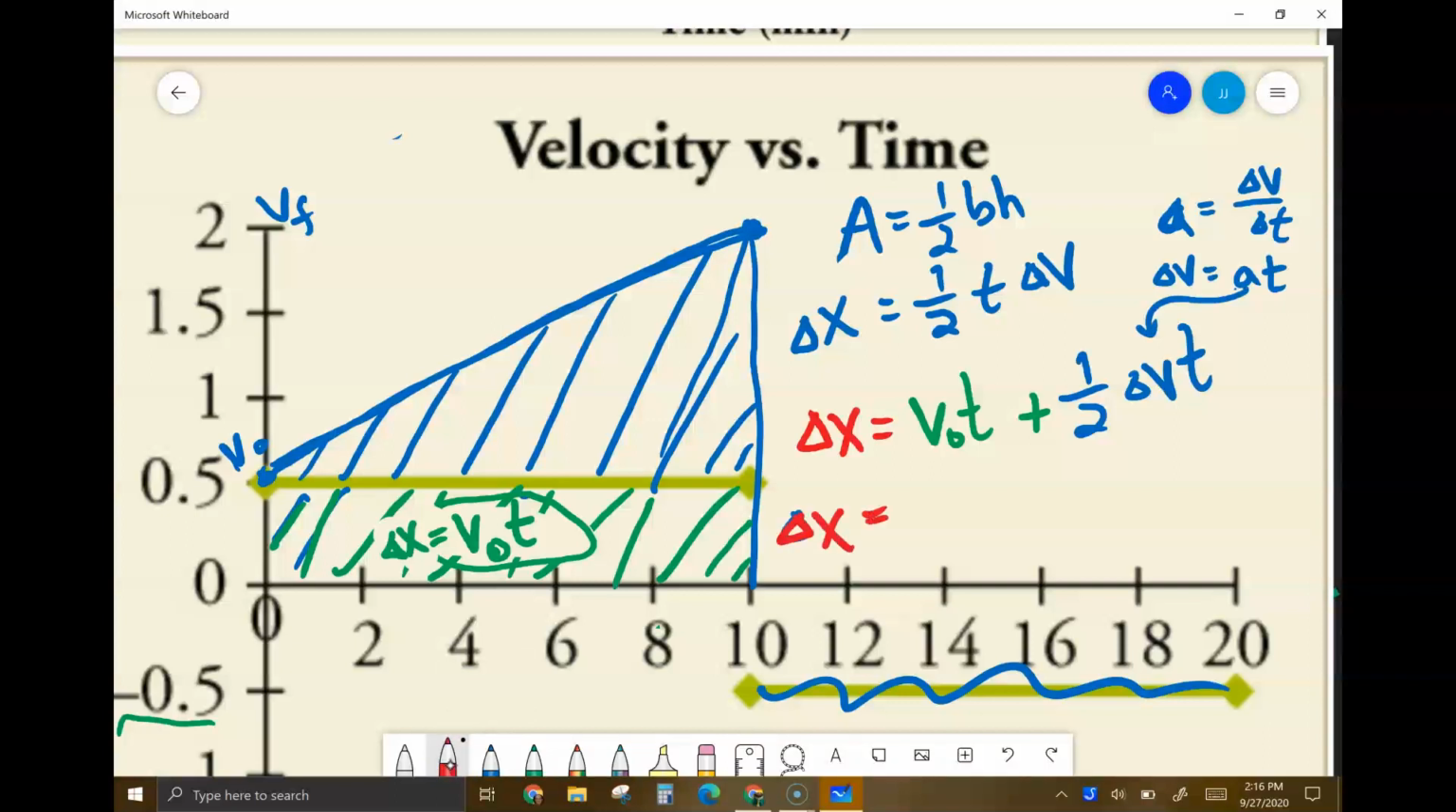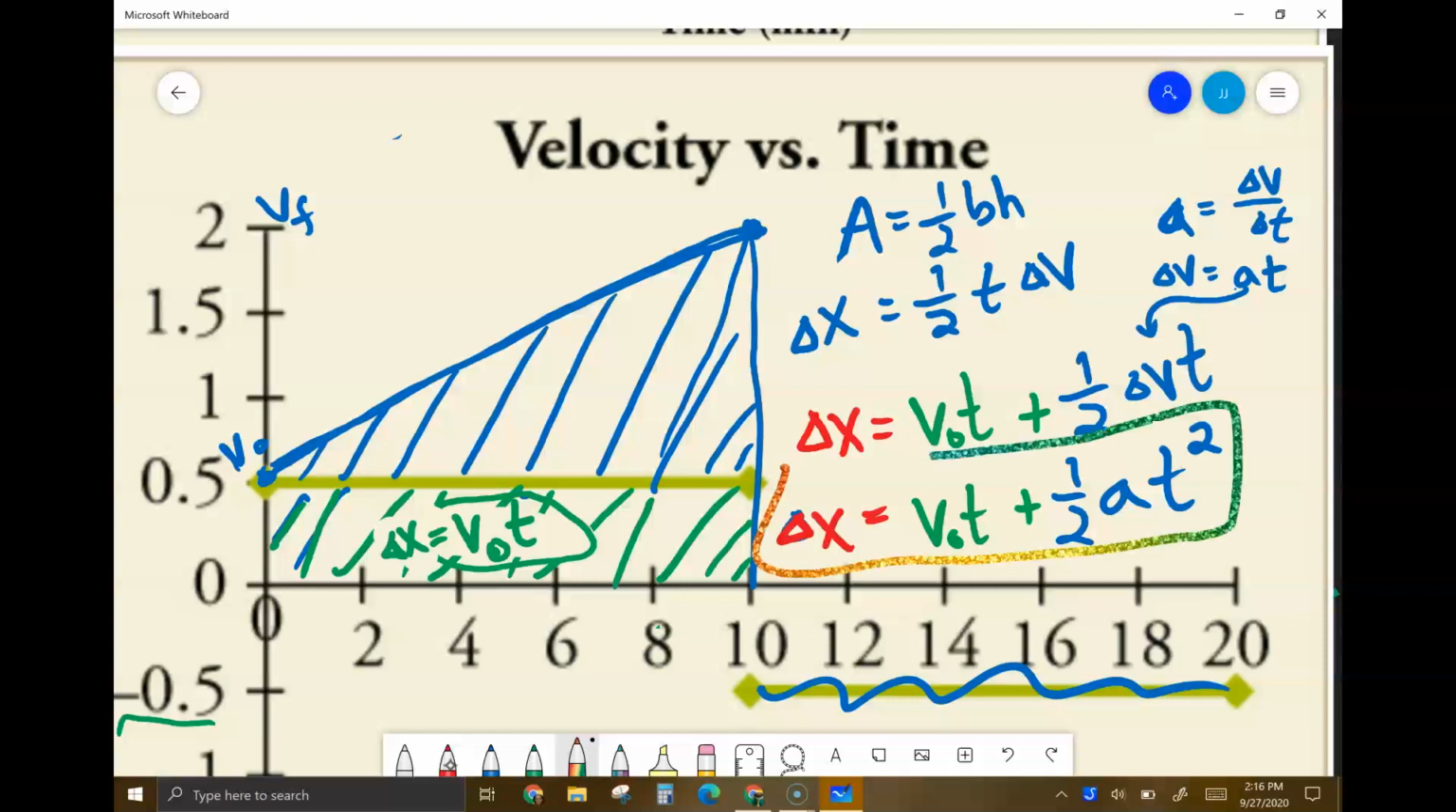Delta X equals the green part, V initial times t, which is 1 for the green part, and the blue part, 1/2 acceleration times time, because I just plugged that in for the delta V part, times time. And I can simplify that even more, because time times time is time squared. So acceleration times time squared. Now I have a pretty useful equation.